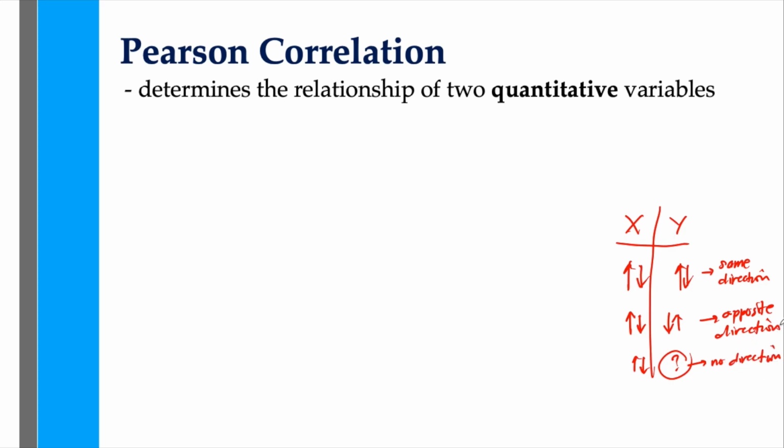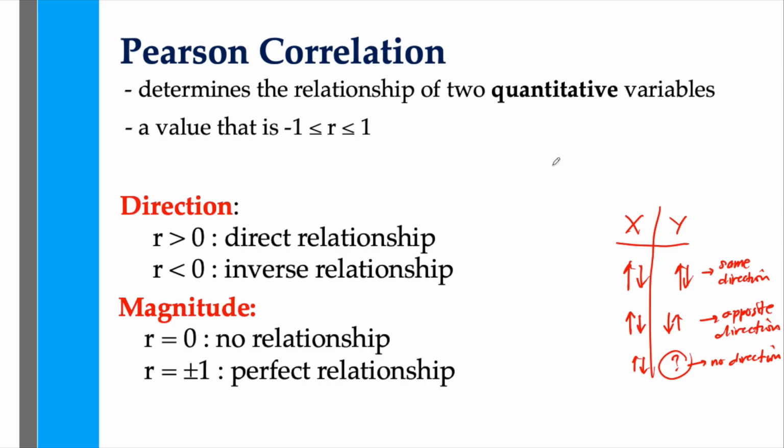The measure, which is the Pearson correlation, is a value which is between -1 and 1. If the value is positive, there is a direct relationship, meaning they have the same direction. Or the value of r is negative, meaning they have an inverse relationship. This shows that they have opposite direction when r is negative.